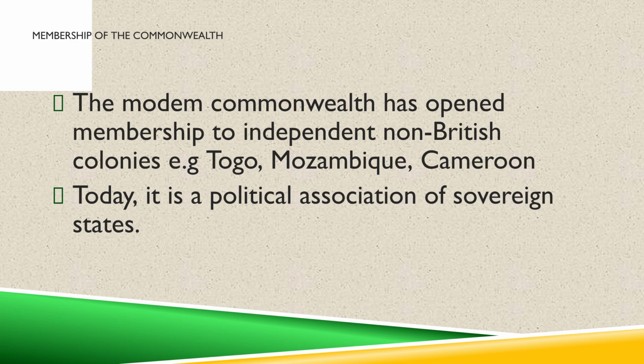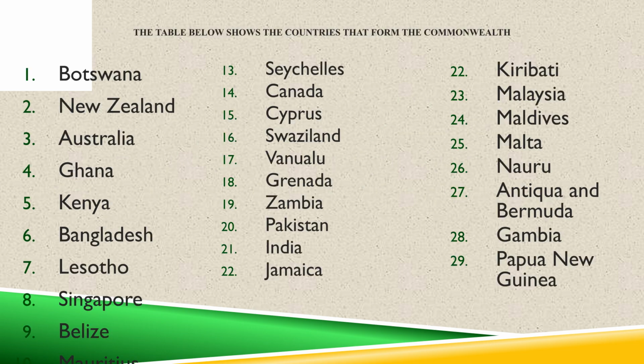The Commonwealth is a voluntary association of independent states, formerly colonized by Britain. Its origins trace back to the Durham Report of 1839 and the Statute of Westminster in 1931. The modern Commonwealth started with India's independence in 1947. Independent states can choose to remain or leave the association. Membership has expanded to non-British colonies like Togo and Mozambique.